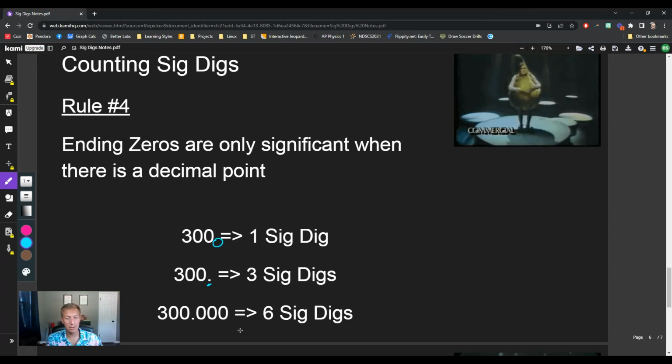So if my measurement needed to be 3 sig digs, or my calculation needed to be 3 sig digs, and I got the answer 300, I would do 300 and just a decimal point. And that gets me 3 sig digs. 1, 2, 3.